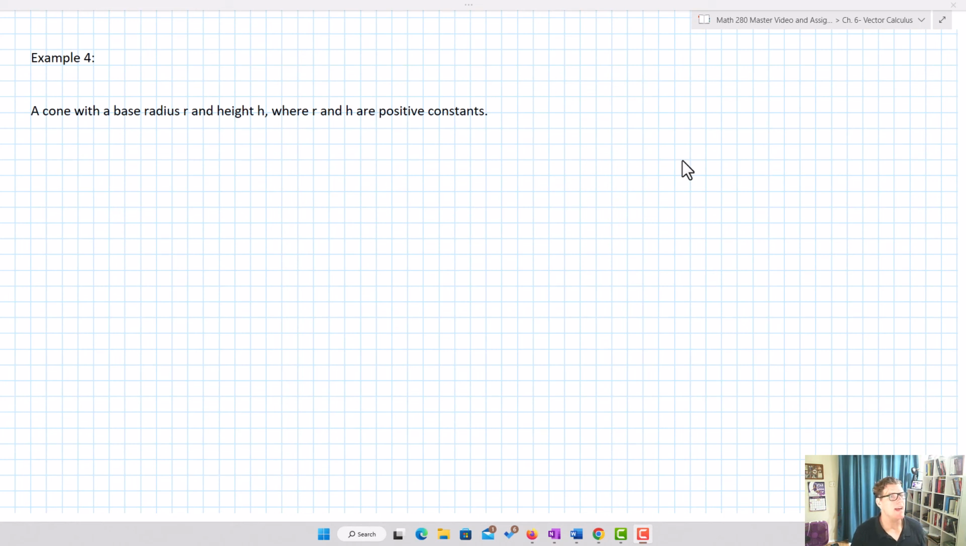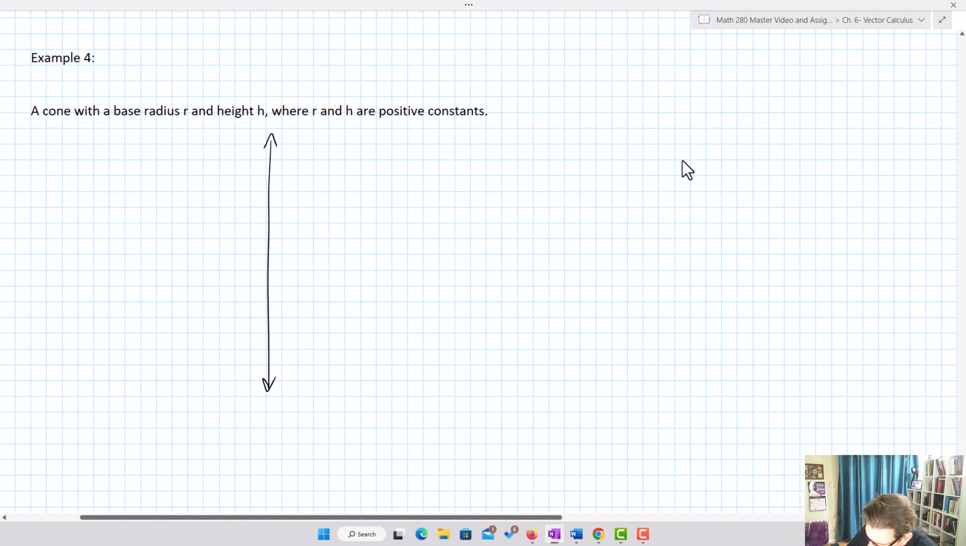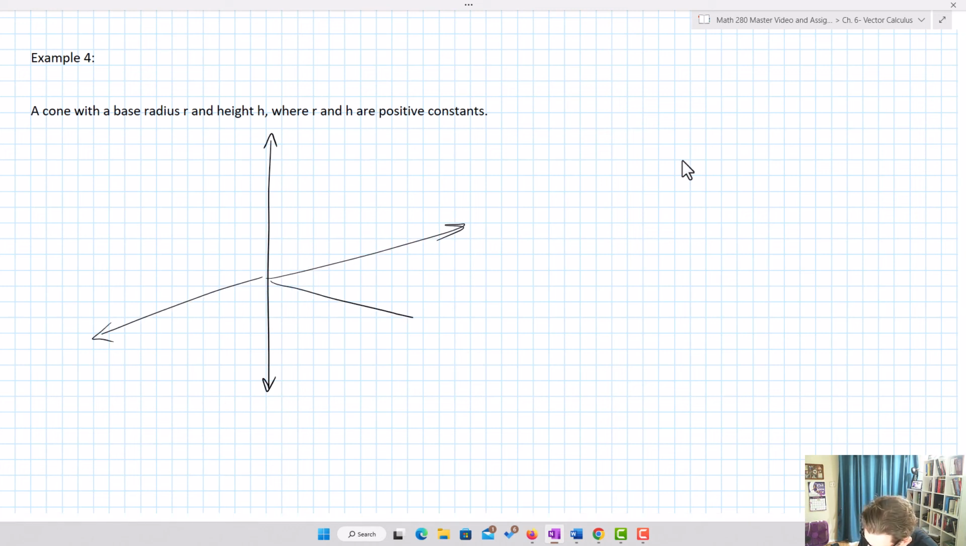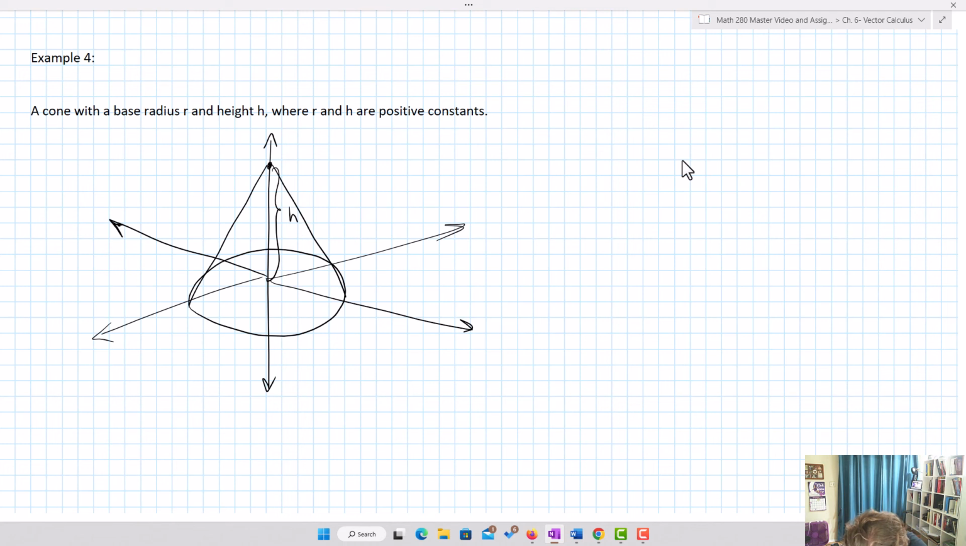So how about now a cone with a base radius r and a height h, where r and h are positive constants. So we've got a base radius r and a height of h. Here's my height h. Let's imagine that's what we've got. And then here's my radius. That's my base. My base radius is going to end up being r.